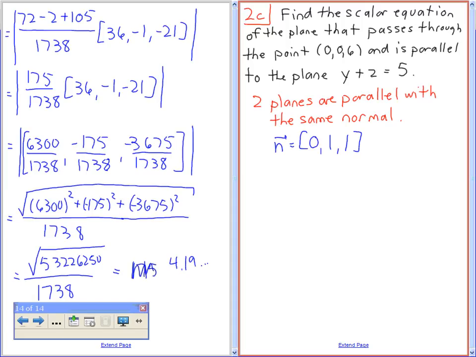So here's how it goes. My equation is going to look something like this: 0x plus y plus z plus d is equal to 0. That's it in there. So what do I plug in to get d? What do I plug in to get d? You can do 0, 0, 7.